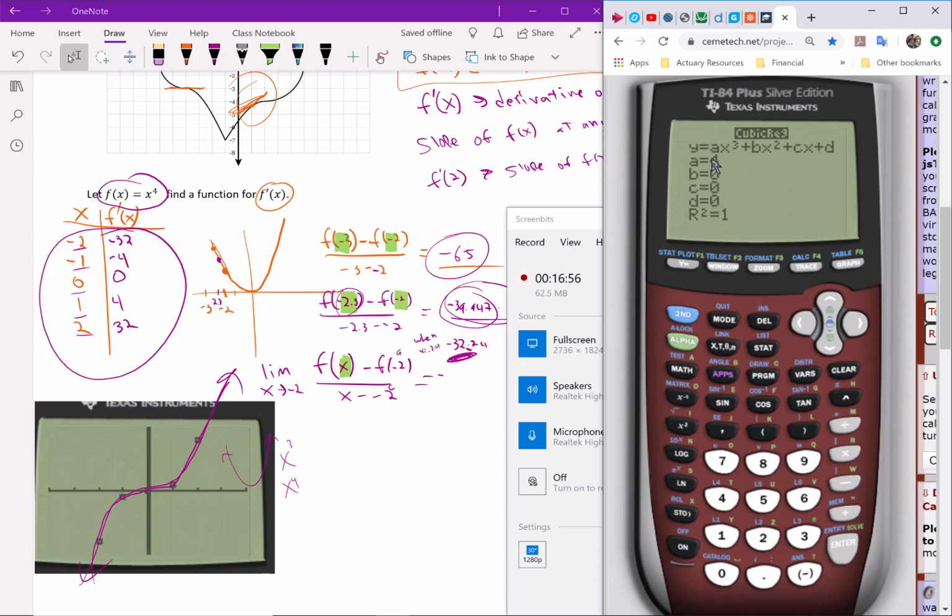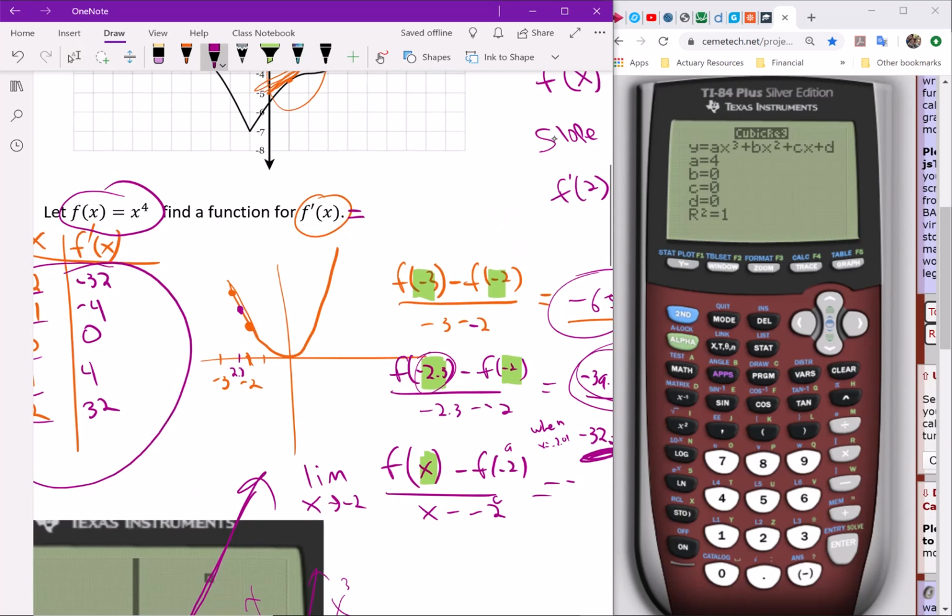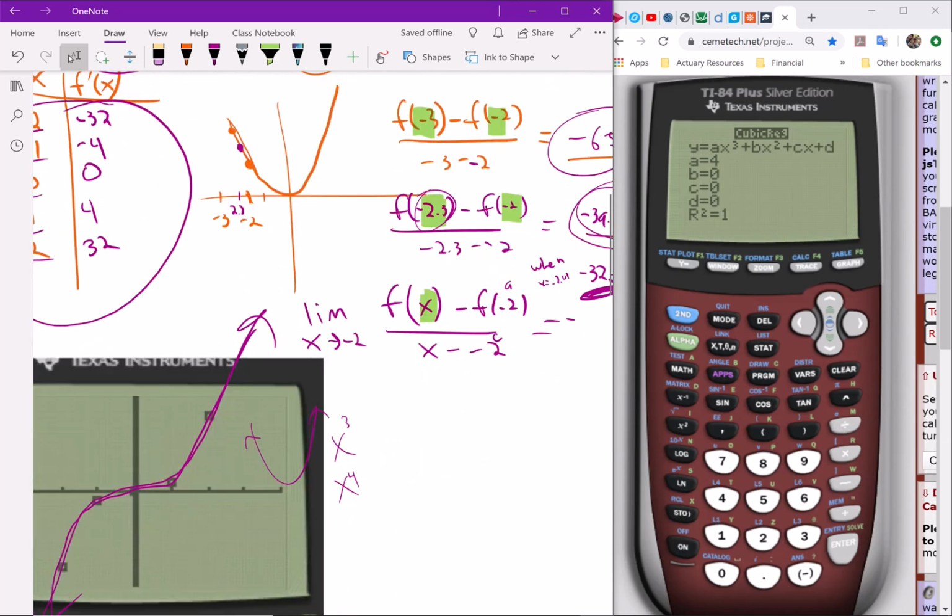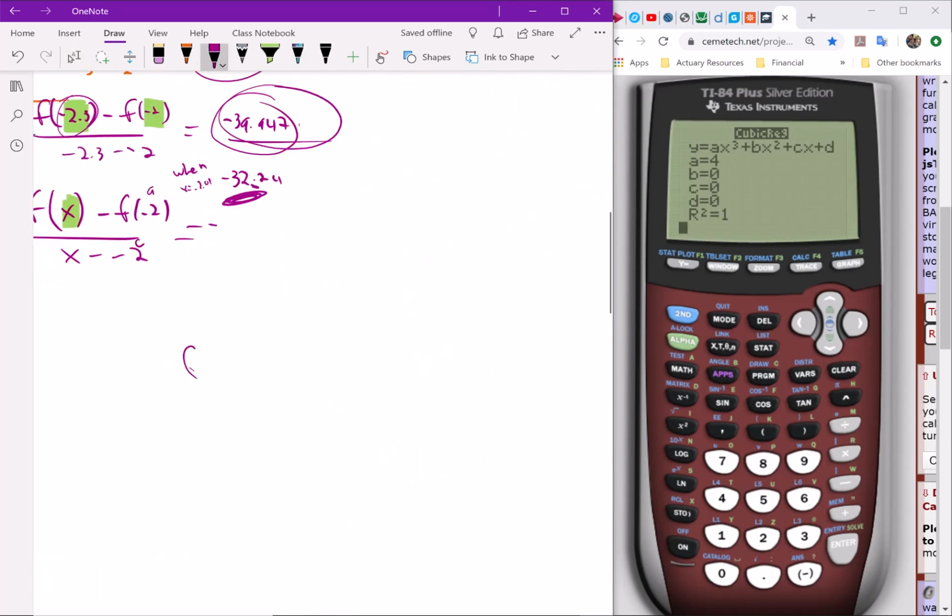So if we wanted to write the function for the derivative, it would just be the a value of 4. All of these things are 0. So it's going to be 4x to the third, right? So f prime of x is going to be 4x to the third. So we want to write that down: if f of x equals x to the fourth, then f prime of x equals 4x to the third.